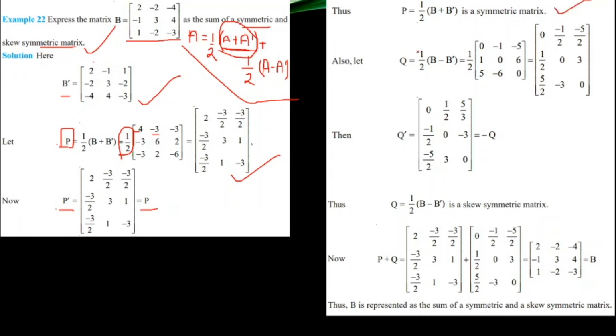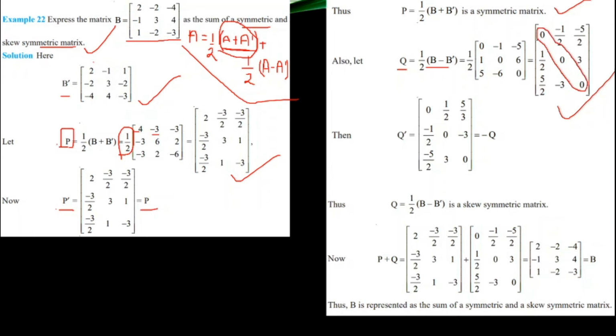Next, Q, half of B minus B dash. This is to show that it is a skew symmetric matrix. So we find the difference B minus B dash, and then multiply each and every element of the matrix with half. So these are the values.